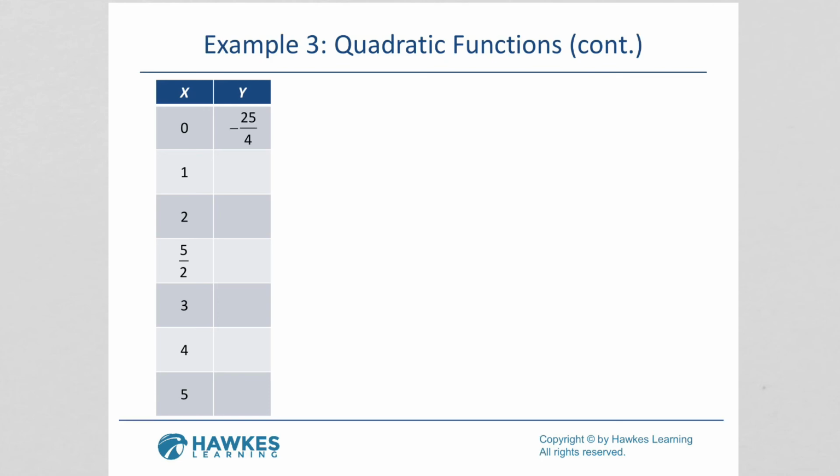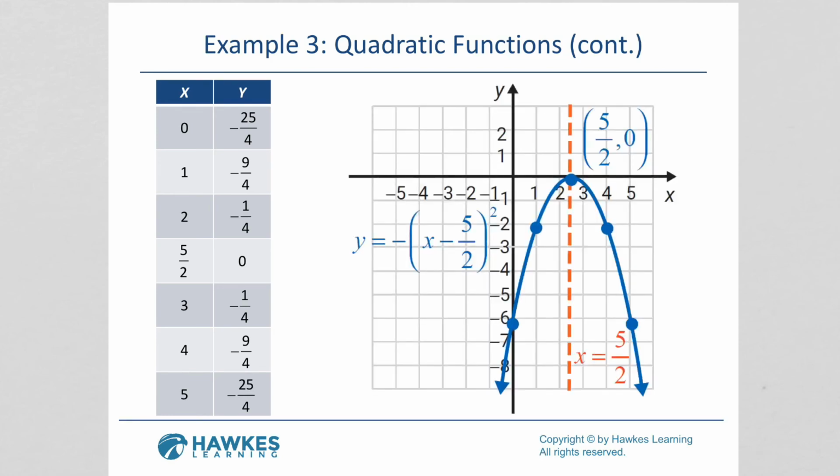When I plug in 0, I get -25/4. When I plug in 1, I get -9/4. When I plug in 2, I get -1/4. When I plug in 5/2, I get 0. When I plug in 3, I get -1/4. When I plug in 4, I get -9/4. And when I plug in 5, I get -25/4. And so this is what our graph looks like.